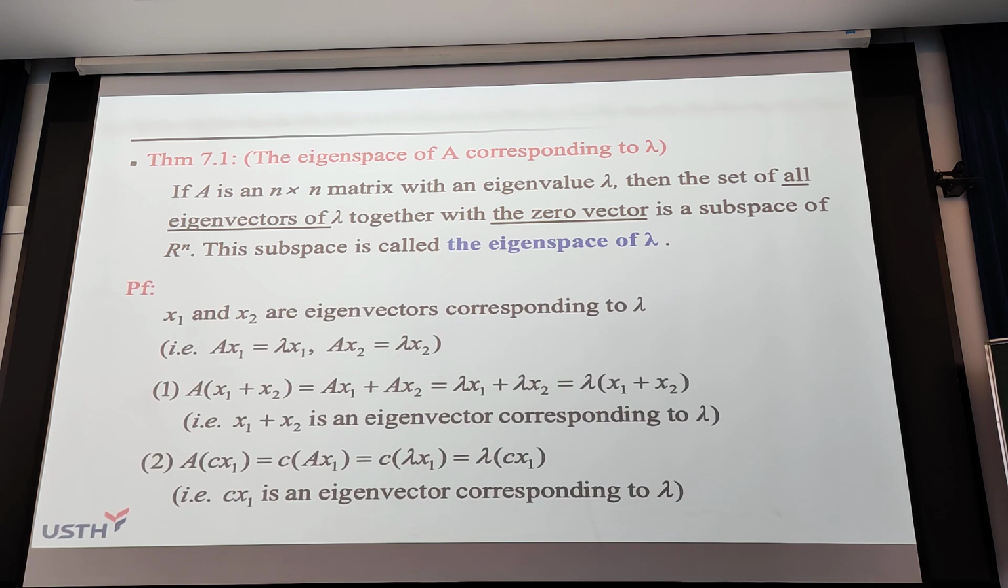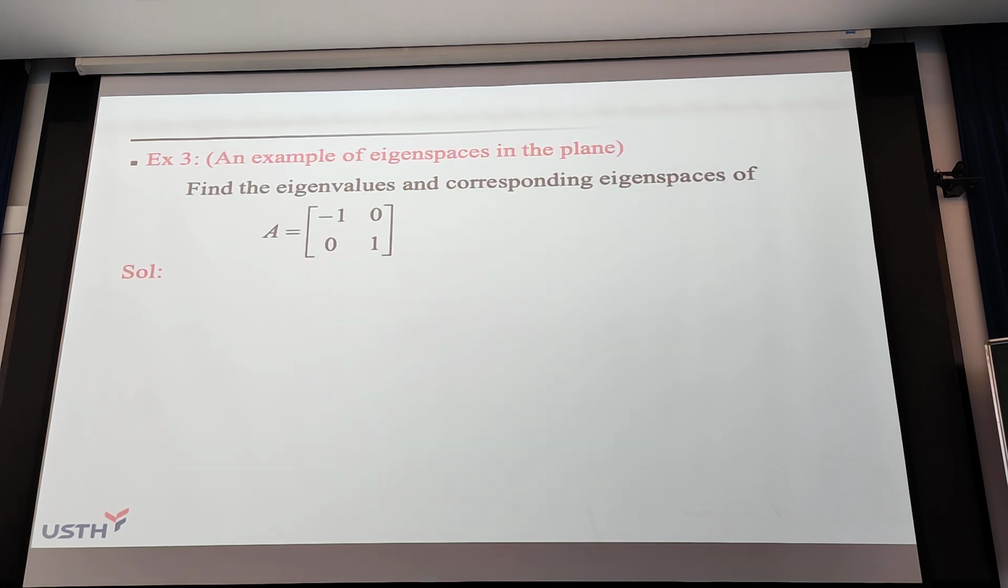And the explanation is here. Once again, in order to prove something to be a subspace, you need to verify property number 1 and property number 6. Two properties, no more. And here is an example. Given A to be like that, you need to find the eigenvalues and eigenspaces.